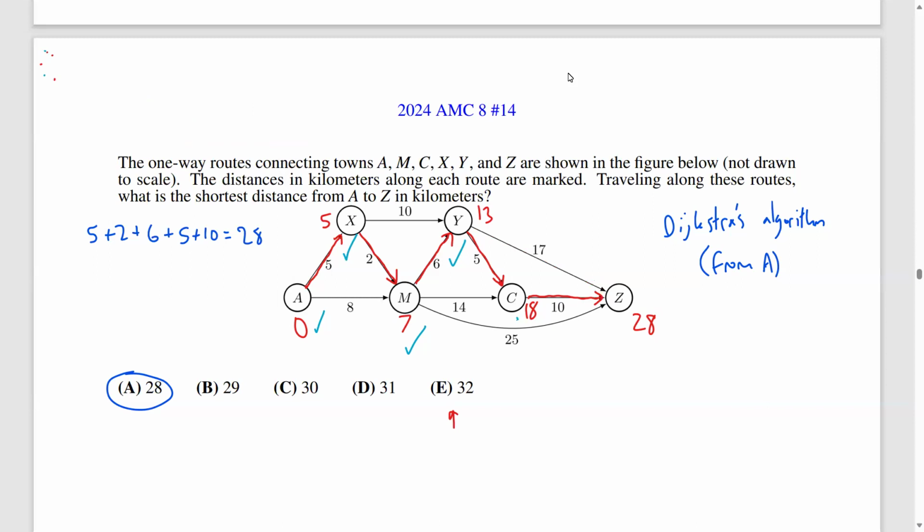And lastly, Z has no outgoing edges, so this is the shortest path from A to Z, which goes through every town in this network. So by running this algorithm, Dijkstra's algorithm, on this particular graph, this rigorously shows that the minimum distance from A to Z is 28 kilometers.